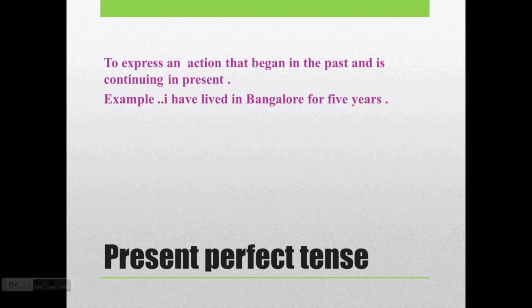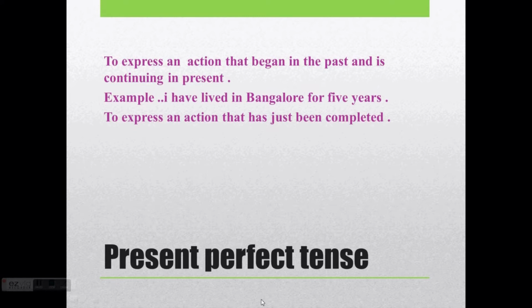Already he lived in Bangalore, and that means this sentence is concluding that he has been living in Bangalore for 5 years, and this can be written in present perfect tense in this way, to express an action that has just been completed. For example, we have just completed our work.